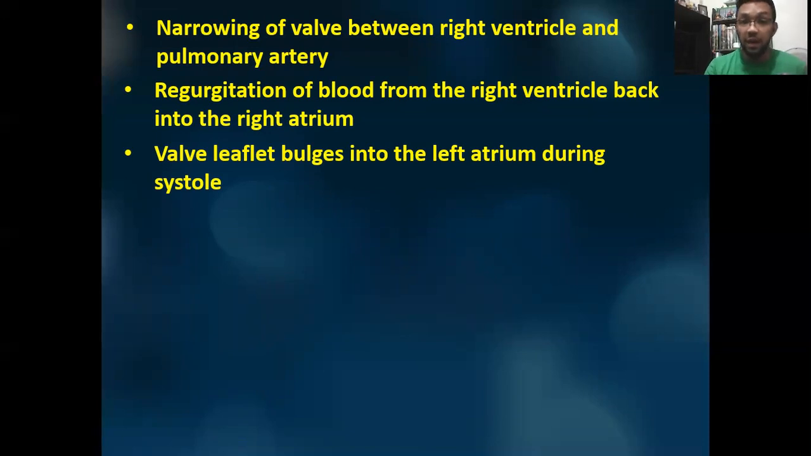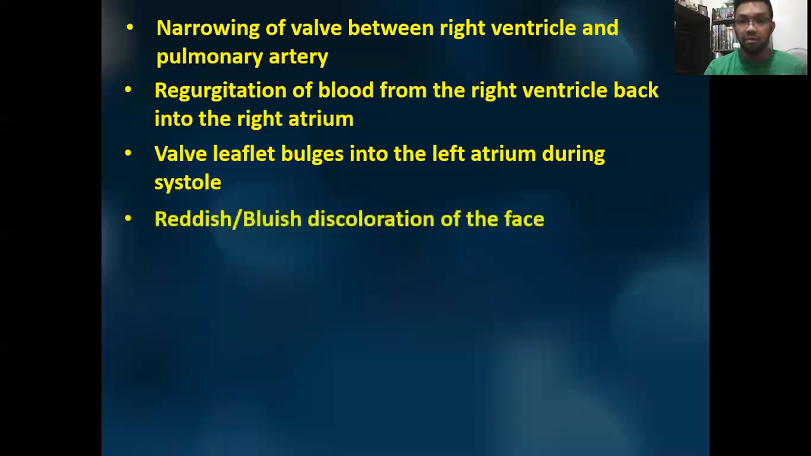Valve leaflet bulges into the left atrium during systole. And once that happens, since there is a little amount of oxygen circulating in the blood, why? Because there's only a little amount of oxygen going through the pulmonary arteries, going to the lungs for the collection of oxygen. So if that happens, the patient may have a bluish discoloration of the face.